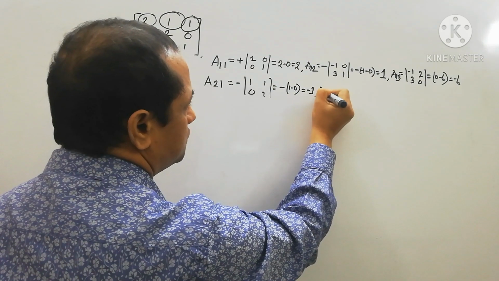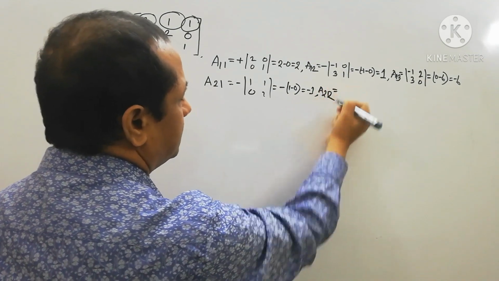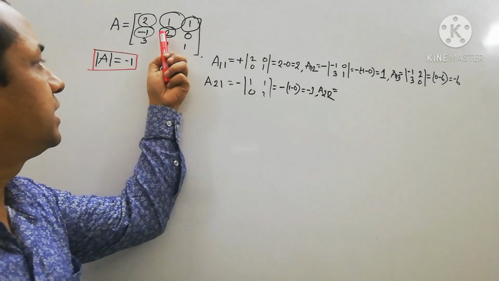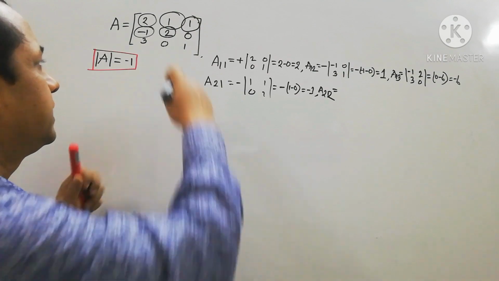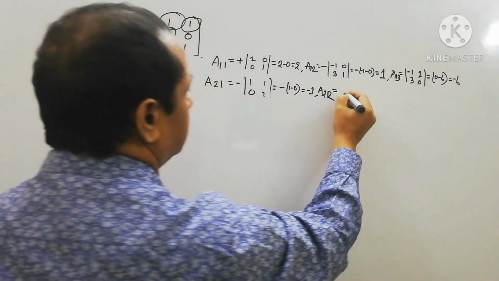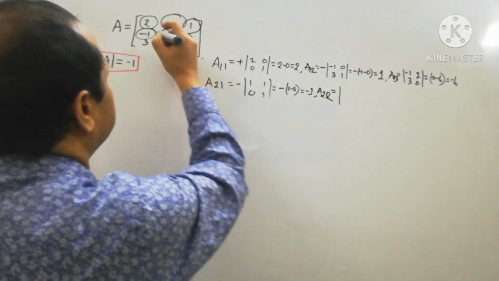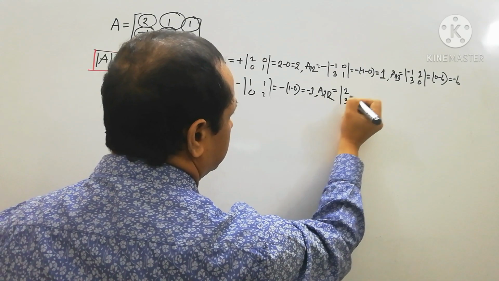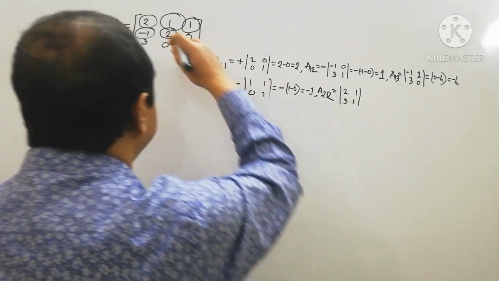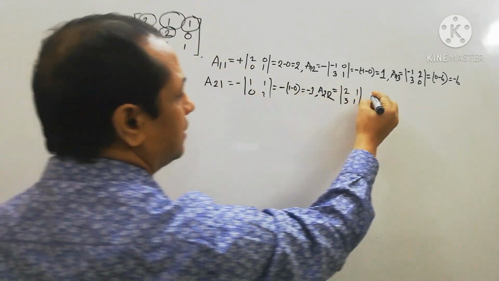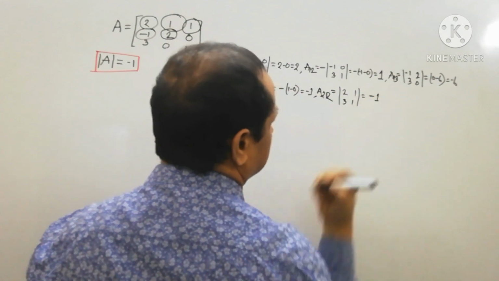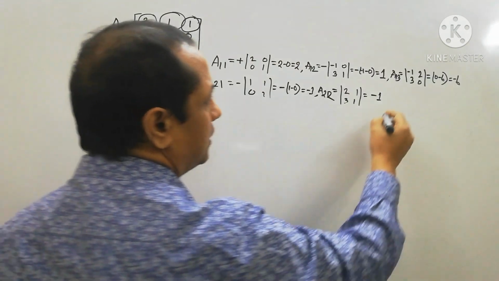And A22, second row and second column. So second row and second column are cancelled. The rest of the entries are 2, 3 and 1, 1. Then we have 2 minus 3, which equals minus 1.